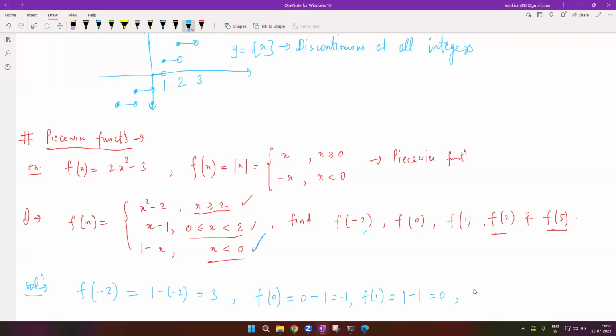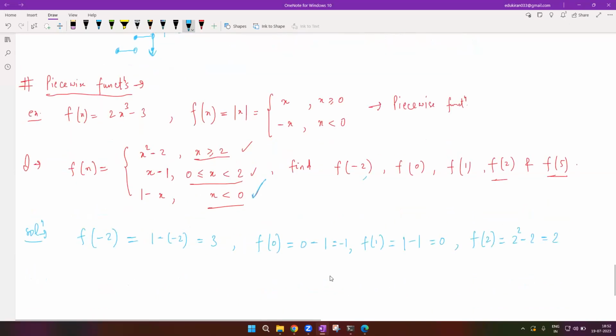Now let's say I need to find out f2. So in f2, the value of x is 2. If the value of x is 2, then I'll be choosing this expression, x square minus 2. So this will become 2 square minus 2, which is 2. Now I need to find out f5.